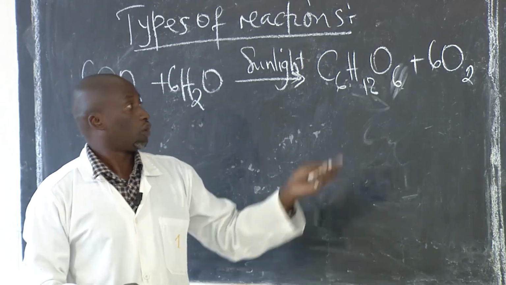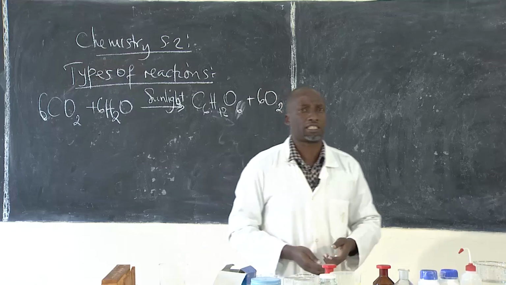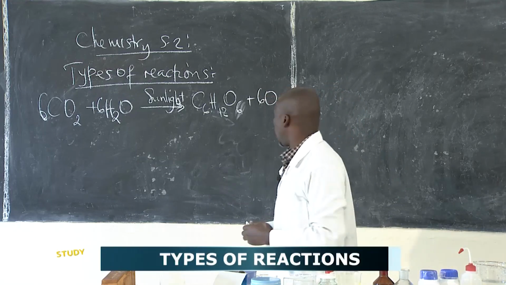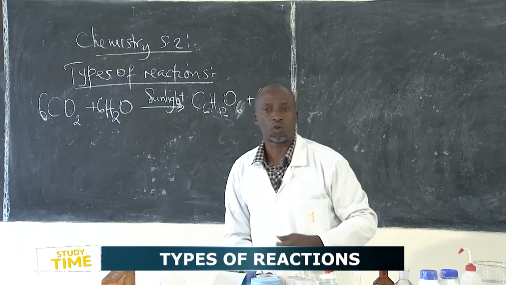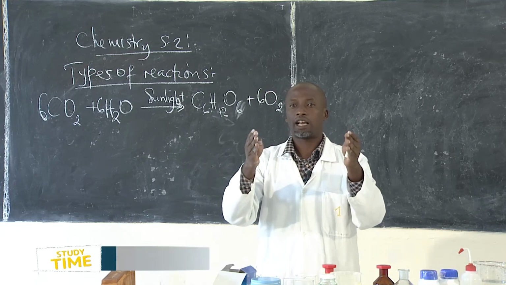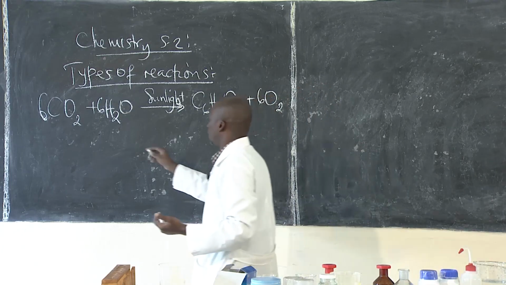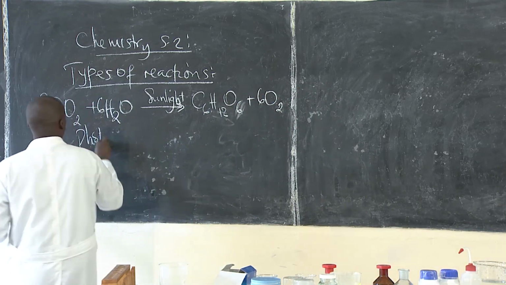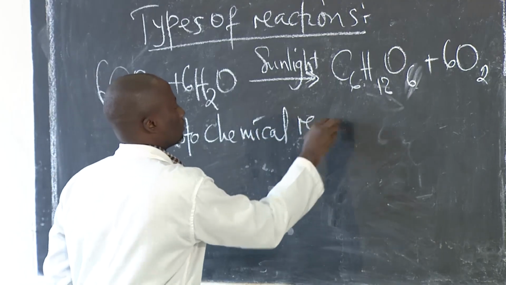Thank you. So that means the process of photosynthesis gives food component, and it takes place in the presence of light. So all the reactions that take place in the presence of light are called photochemical reactions. So we can call this one a photochemical reaction.